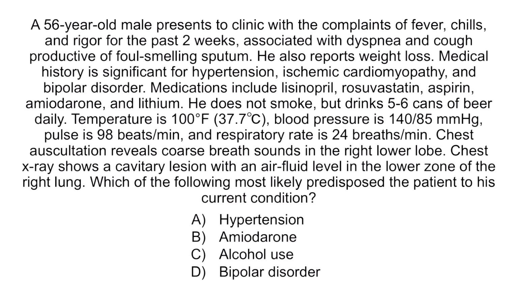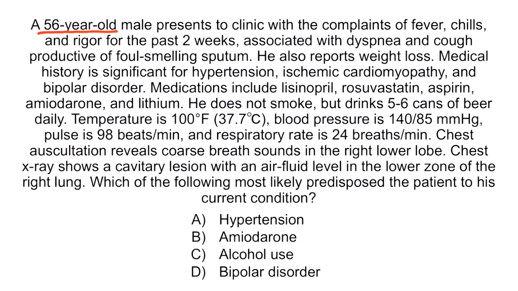He does not smoke, but drinks 5 to 6 cans of beer daily. His temperature is 100 degrees Fahrenheit, blood pressure is 140/85, pulse is 98, and respiratory rate is 24. Chest auscultation reveals coarse breath sounds in the right lower lobe. Chest x-ray shows a cavitary lesion with an air fluid level in the lower zone of this right lung. Which of the following is most likely to predispose the patient to his current condition? A. Hypertension, B. Amiodarone, C. Alcohol use, or D. Bipolar disorder.